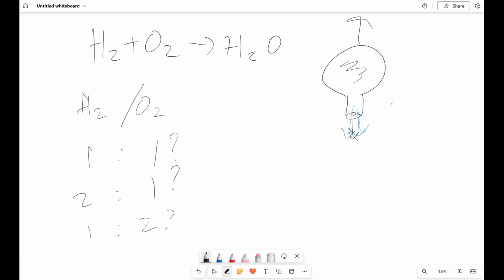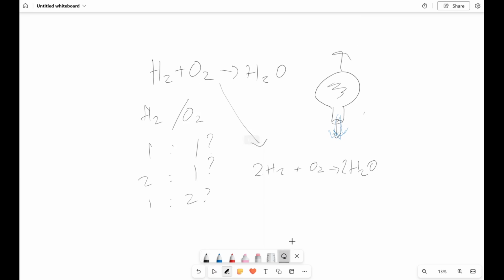The ideal ratio would have to be found using balanced chemical reactions. So we know that 2H2 plus O2 becomes 2H2O. Balancing chemical equations and having balanced chemical equations are super important.